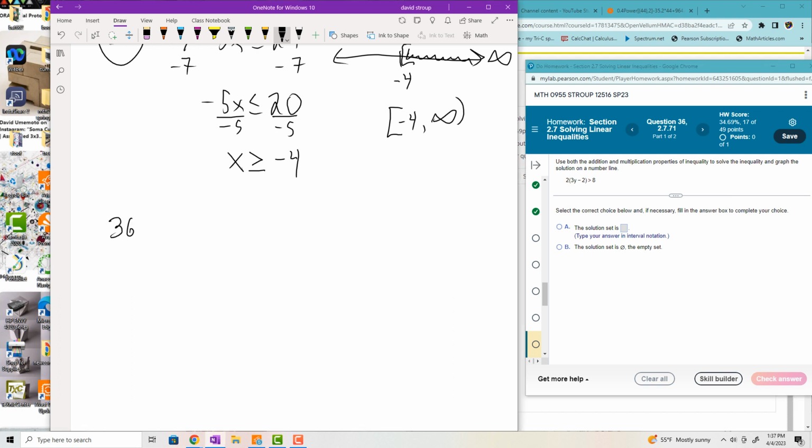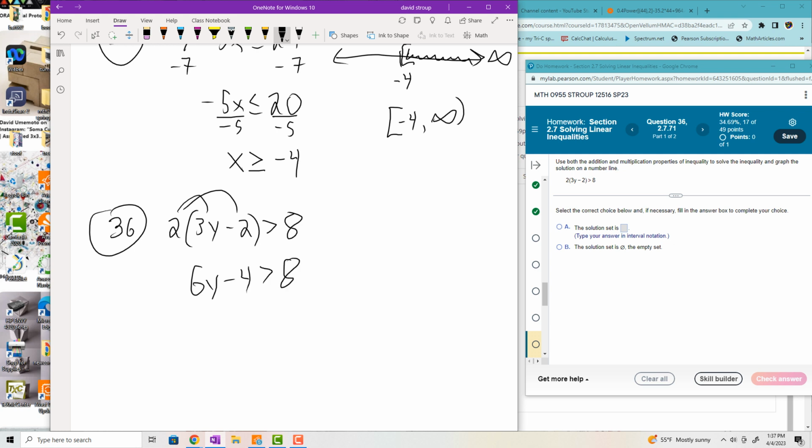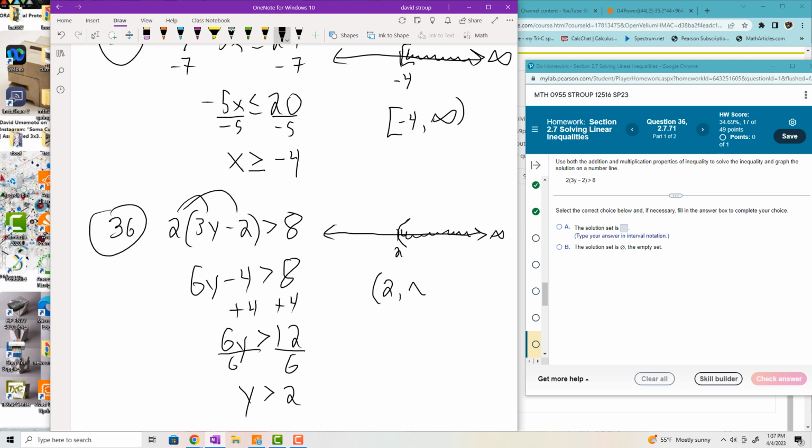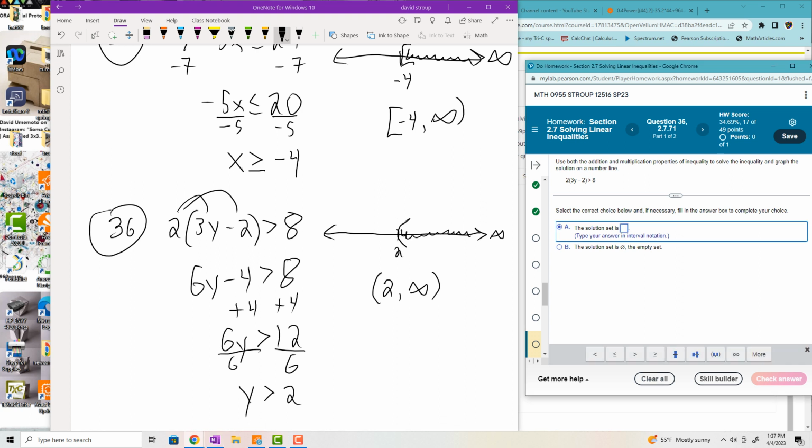So like 36, simplify both sides first, right? So simplifying usually means combining like terms or distribution. So here is a distribution, so we'll have 6y minus 4 greater than 8. Then we just add 4 to both sides. So I have 6y greater than 12. Divide by 6. 6 is positive, so I don't have to worry about any changes. And we get y greater than 2. So here's 2. It's everything greater than 2 all the way up to infinity, but not including 2. So you show that with an open parentheses. And there's my solution, my interval of answers.